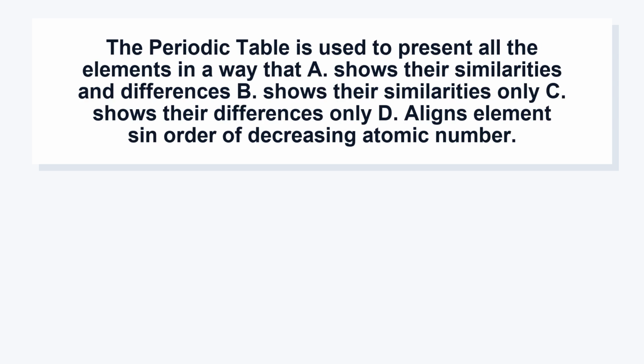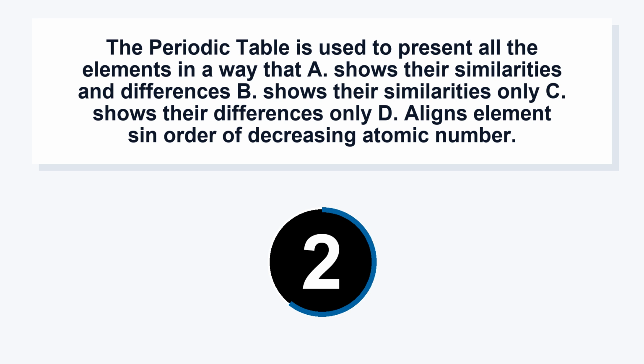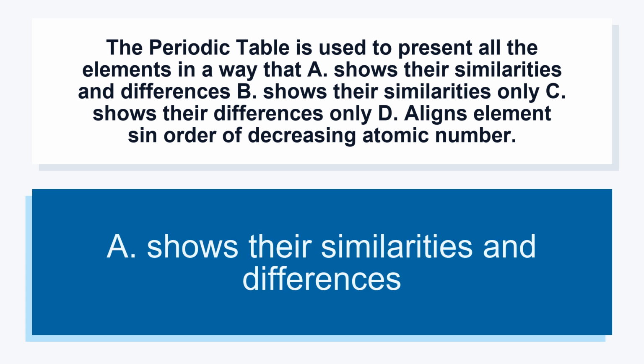The periodic table is used to present all the elements in a way that A. shows their similarities and differences. B. Shows their similarities only. C. Shows their differences only. D. Aligns elements in order of decreasing atomic number. A. Shows their similarities and differences.